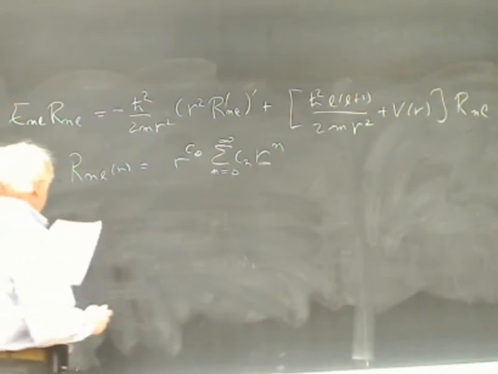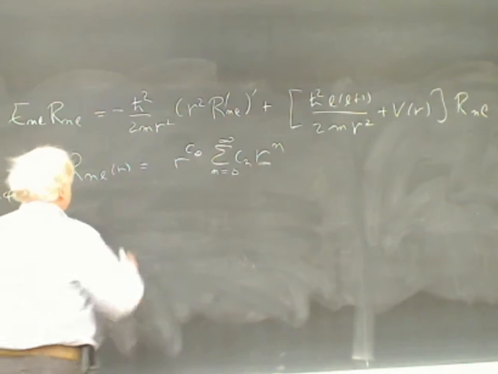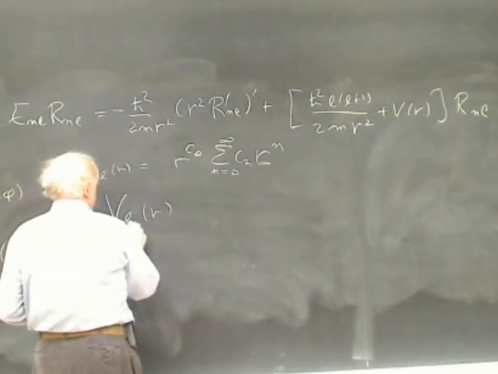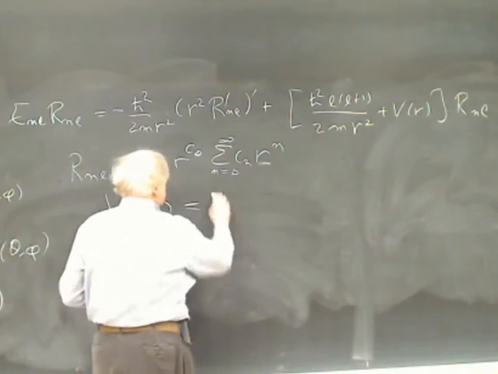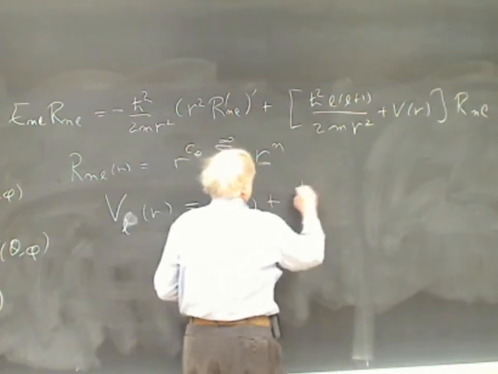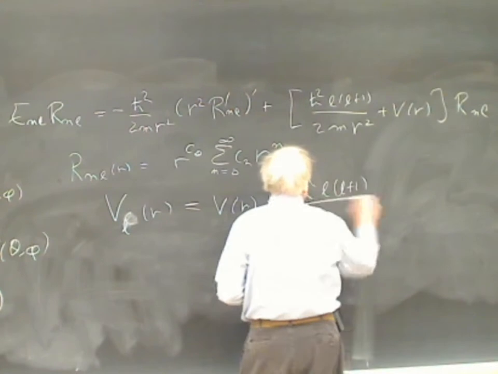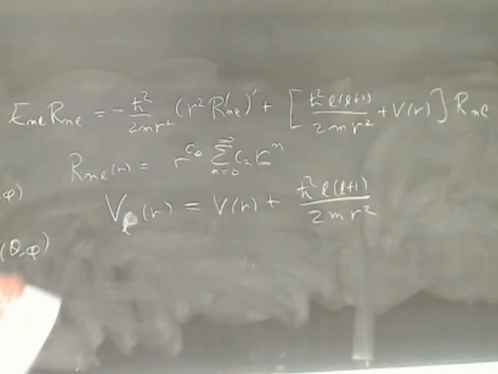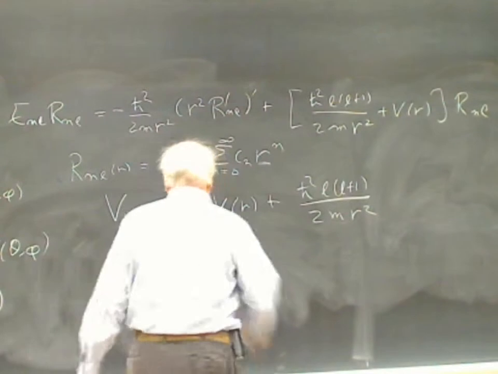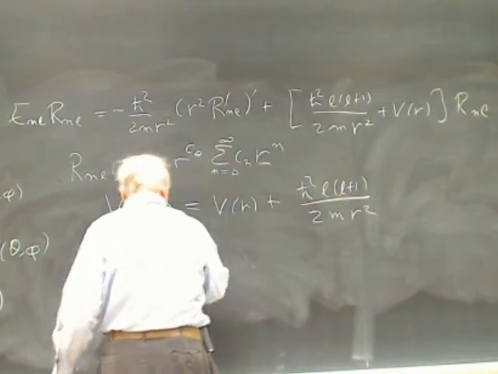Notice that what we have here is effectively an effective potential. Actually, it should be an L, so let's call it V_L. V_L is V of r plus h bar squared l(l plus 1) over 2m r squared. So effectively you have a one-dimensional problem with a different potential. The potential is the ordinary potential V of r, augmented by this centrifugal barrier.